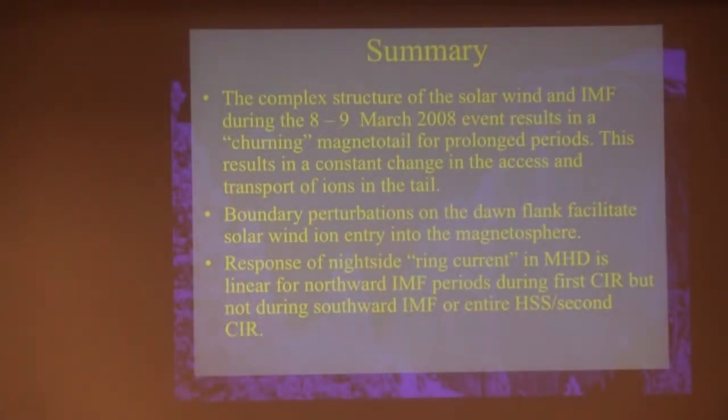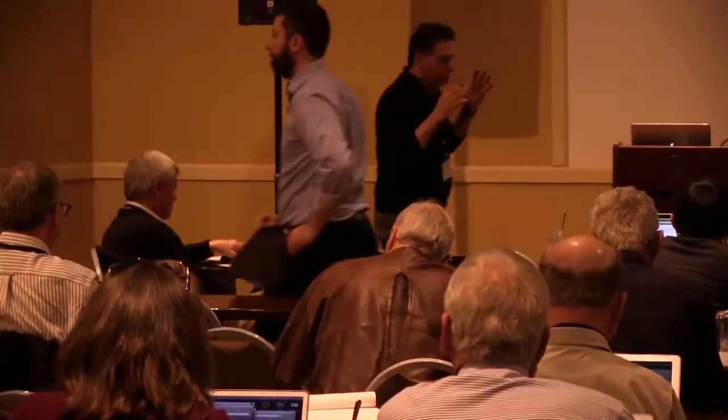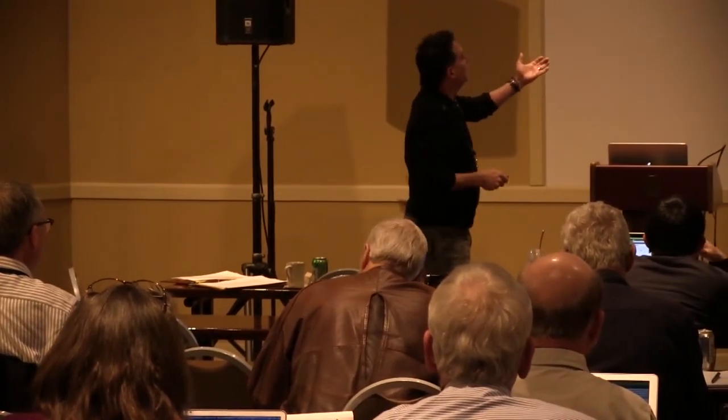So basically, what I wanted to demonstrate was how variable the magnetosphere was during that time and how miraculous it was to actually get ions from the ionosphere and the solar wind into the inner magnetosphere like we did in my previous talk. We saw the boundary perturbations, and in fact, we're going to be publishing a paper on entry through those regions because we've shown those to be entry paths for ions. And finally, you saw how the response of the night side ring current in the MHD was linear for northward IMF during the first CIR, but then completely scattered for all the other periods. That's it.